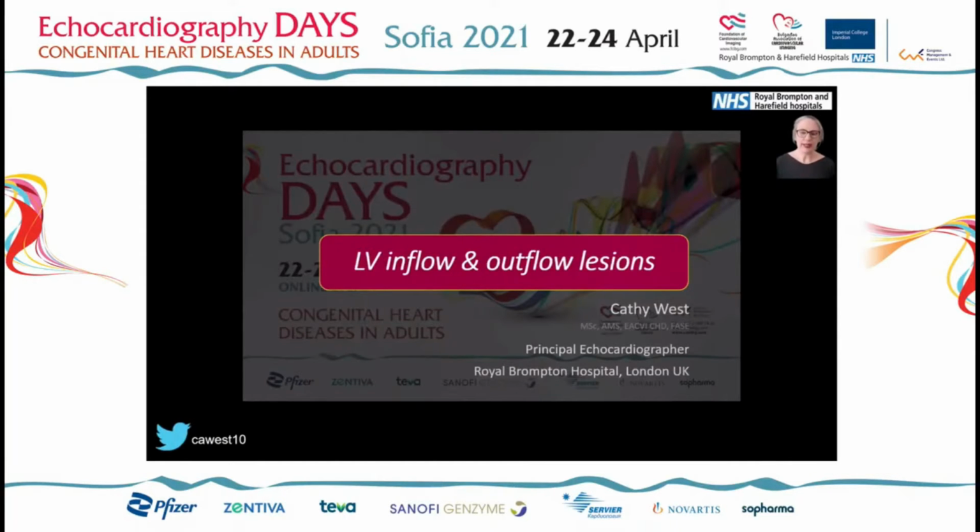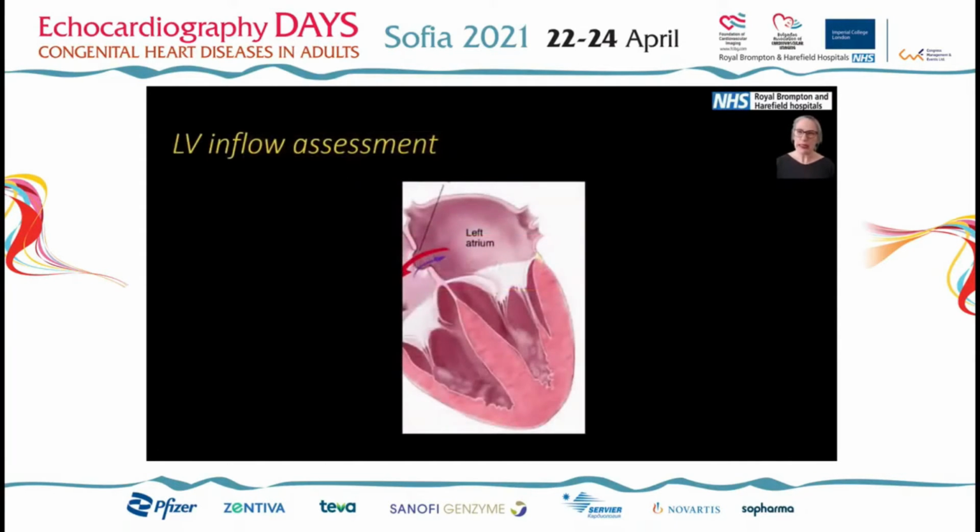So when we're talking about LV inflow lesions, we really need to start before the flow even gets to the ventricle. So we can know that there are anomalies of the pulmonary veins. So you might see an anomalous pulmonary vein which drains into the incorrect chamber, and that kind of ties over with some of the atrial septal talks, so I won't cover that in this session. We can have stenosis of the pulmonary veins, and that can either be congenital or it can be associated with multiple ablations, or even we see it sometimes following a lung transplant.